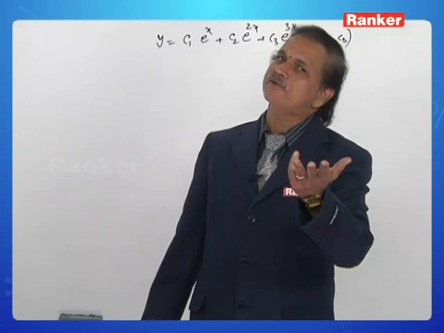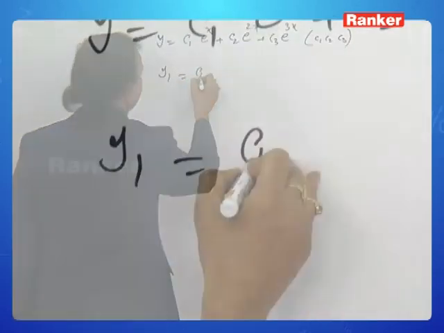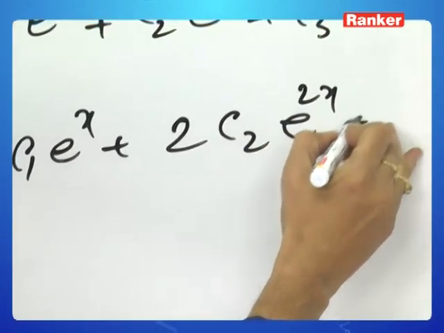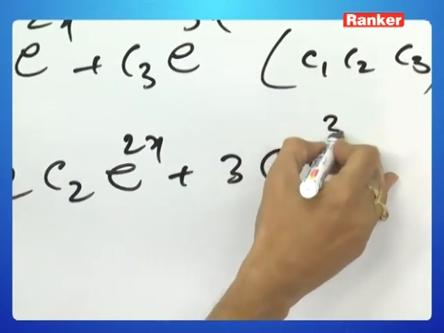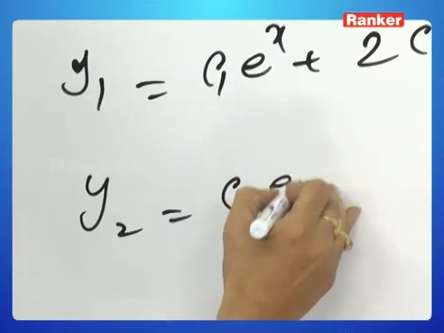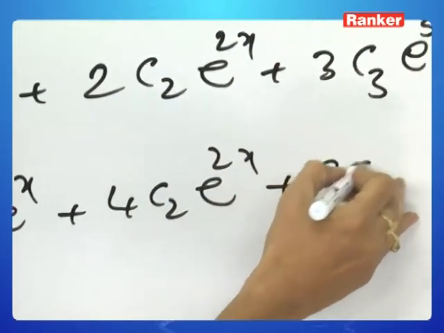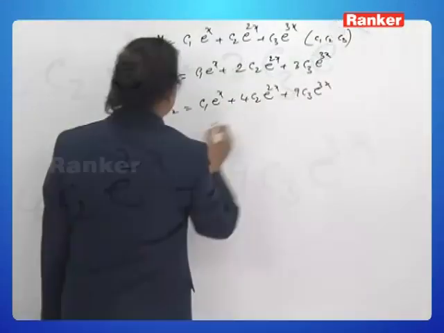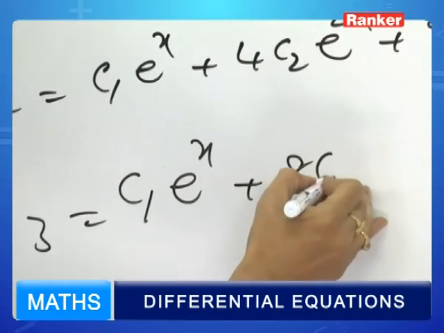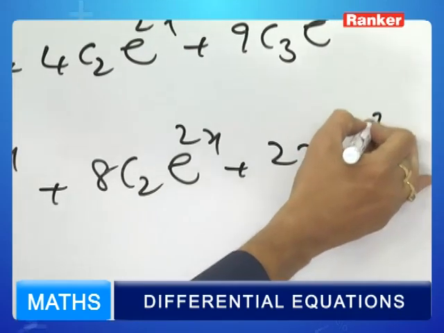How many times can you differentiate? 3 times. Let us do that. y1 is equal to c1 into e power x plus 2c2 into e power 2x plus 3c3 into e power 3x. Again, y2 is equal to c1 into e power x plus 4c2 into e power 2x plus 9c3 into e power 3x. Again, y3 is equal to c1 into e power x plus 8c2 into e power 2x plus 27c3 into e power 3x.